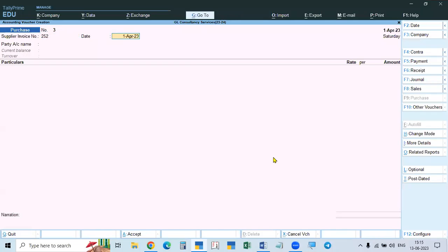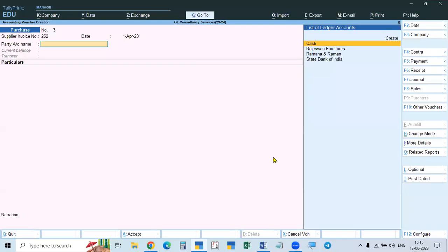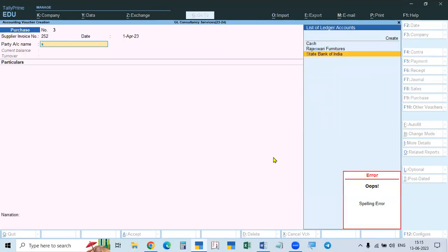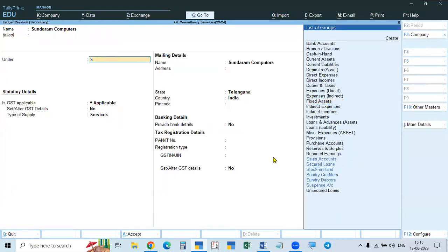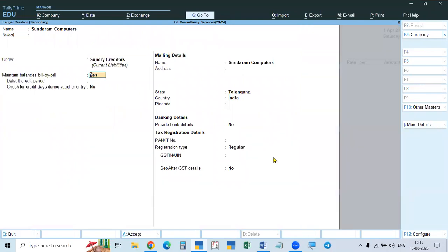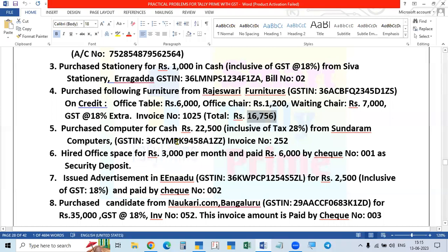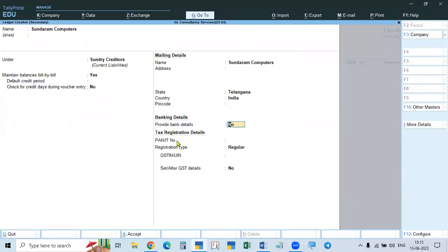252. 252, go to Sundaram Computers. It's not available, so go to Sundaram Computers. It is a sundry creditor. Sundaram, sundry creditor. Yes. What is the state? Sundaram creditors here, it is also in the same state. So view the number here. So calculate, view the number, so over.